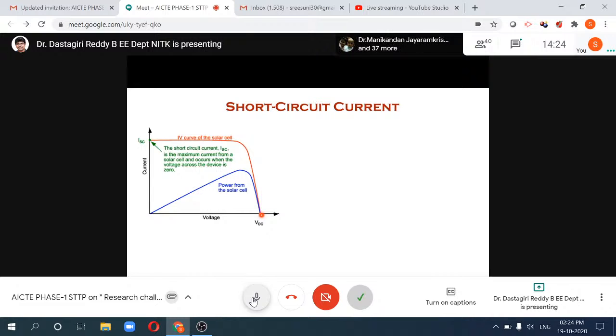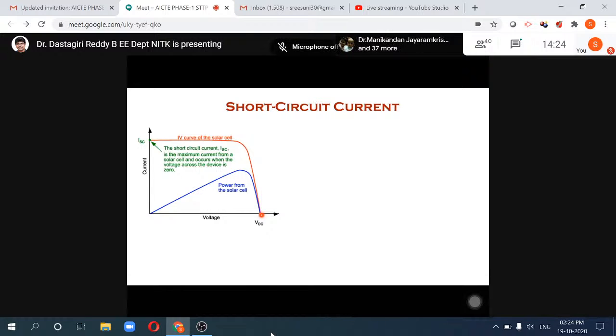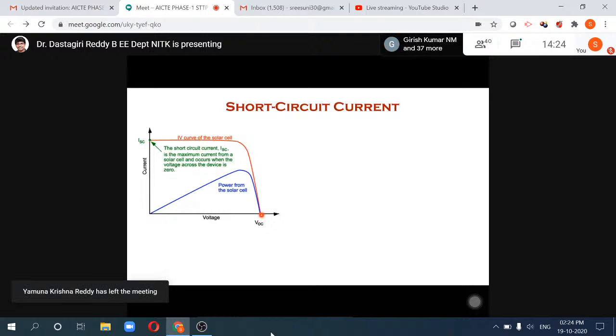So the short circuit current depends on multiple factors which are listed here. First is the area of the solar cell. We know why, because the more the area, the more the generation and the more the number of photons. How many photons you receive is also reflected in the number of electron hole pairs generated.